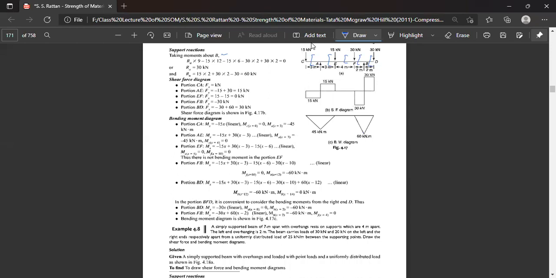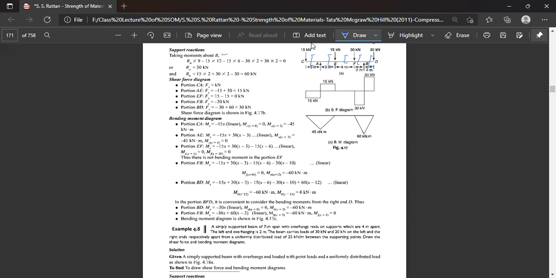So we have got the bending moment and shear force diagram on full length of the beam. Next, what happens in the portion BD, that is the portion B, F, and D. This is the length. It is convenient to consider the bending moment from the right end D, as portion BD from this to D.